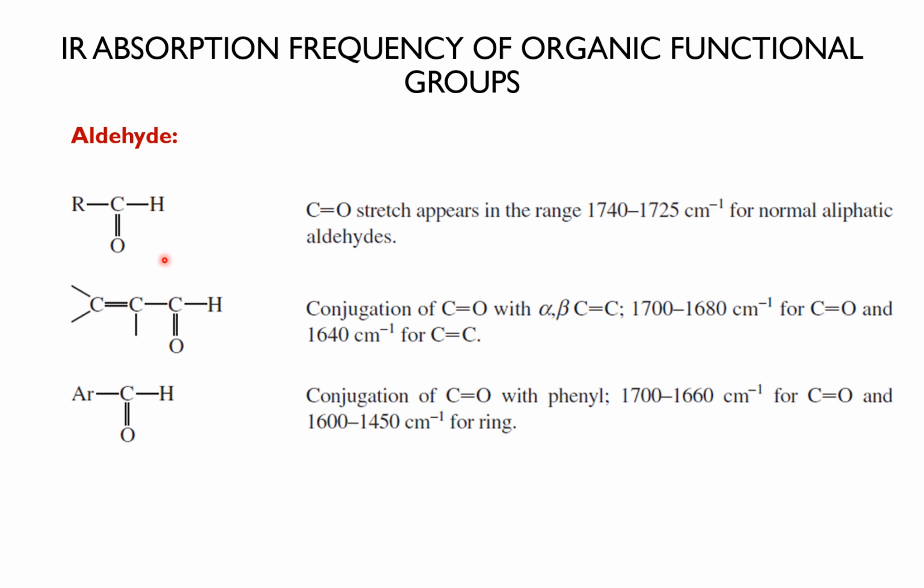As I said, as the conjugation increases, the carbonyl stretching frequency decreases due to increase in single bond character. So here we can see we have alpha beta unsaturated aldehyde. When we compare with simple aldehyde, the carbonyl stretching frequency for alpha beta unsaturated aldehyde is in the range of 1700 to 1680 centimeter inverse. And if we have aromatic aldehyde, then the value is 1700 to 1660 centimeter inverse.